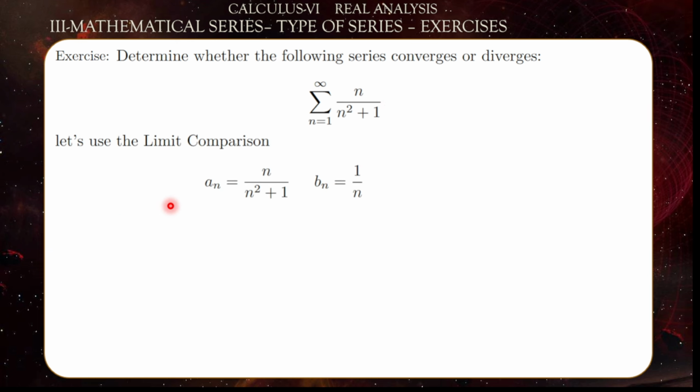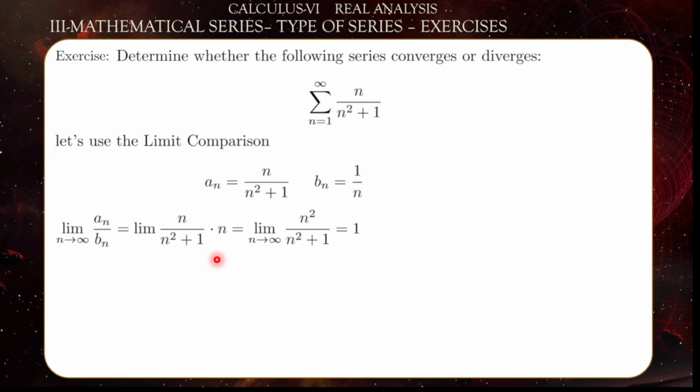Now, a_n is equal to n divided by n squared plus 1, which is simply the series that we have, and b_n is equal to 1 over n, since 1 over n is a well-known series. Okay, let's evaluate the limit of a_n divided by b_n. So the limit of a_n divided by b_n as n approaches infinity is equal to the limit of n divided by n squared plus 1 divided by 1 over n, which is multiplied by n.